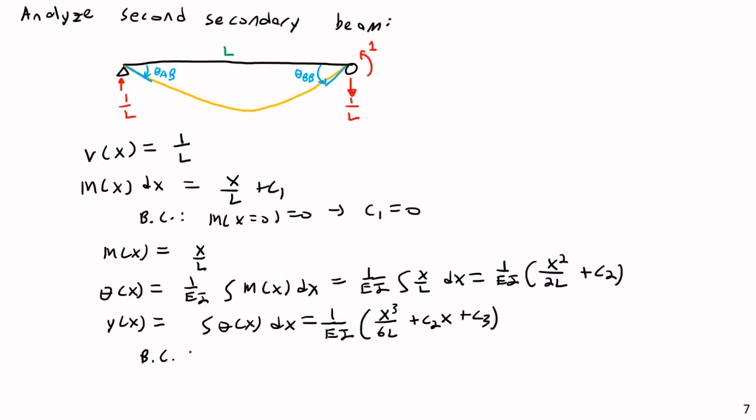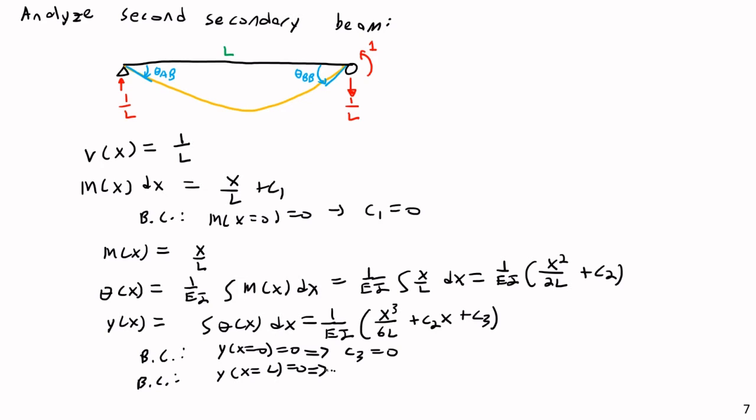The boundary conditions are the exact same boundary conditions as in the two previous beams, so you may start noticing some patterns here. Boundary condition: y at x equals 0 is equal to 0, which leads to c3 being equal to 0. And boundary condition: y at x equals L is also equal to 0.